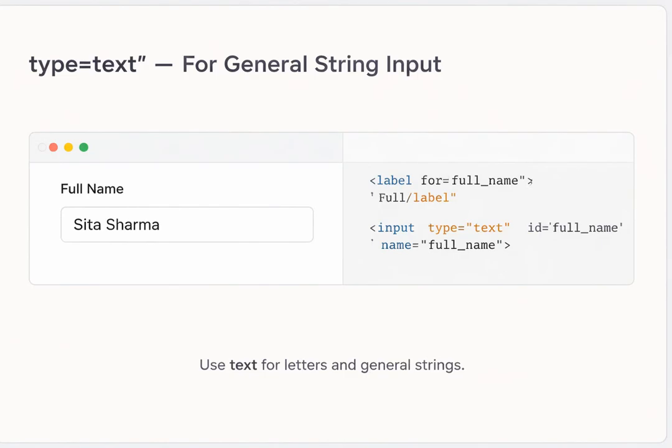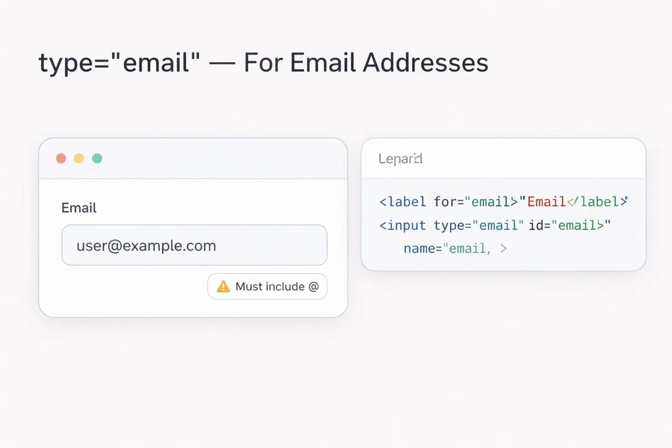It's used when the user needs to enter string data, like alphabets, words, or a full name. This is the default style of input, where you can type freely. If the field is meant for an email address, you can use type equals email. The idea is that the input expects an email format, typically containing an @ sign. In many browsers, and especially on mobile, this can also improve the keyboard and validation behavior.